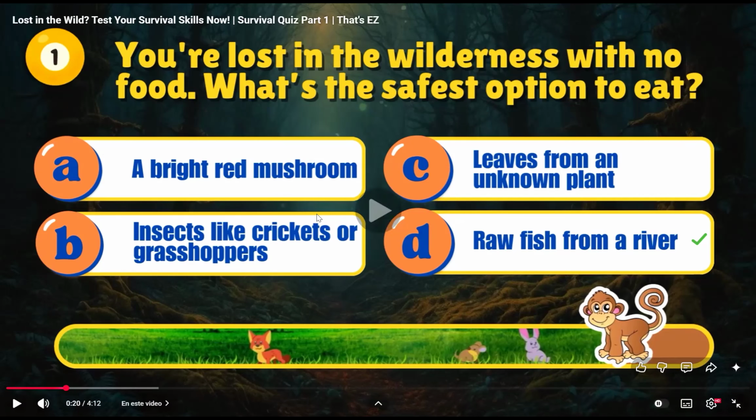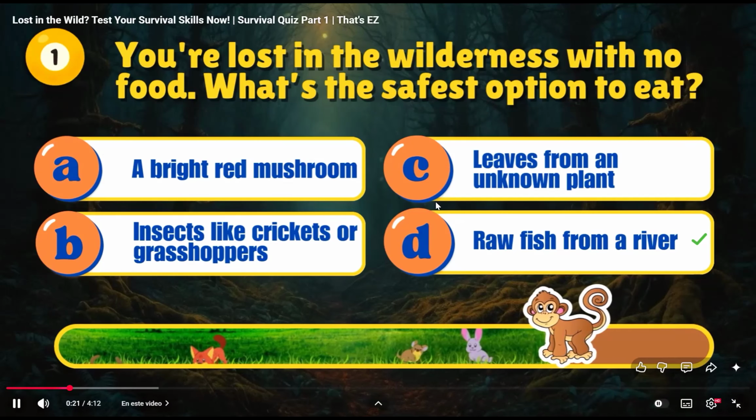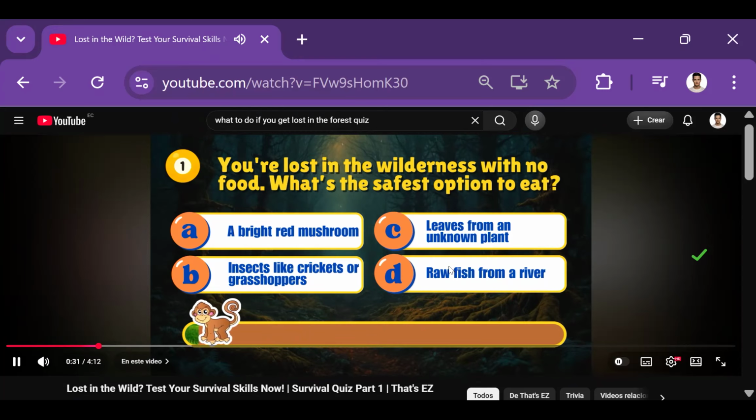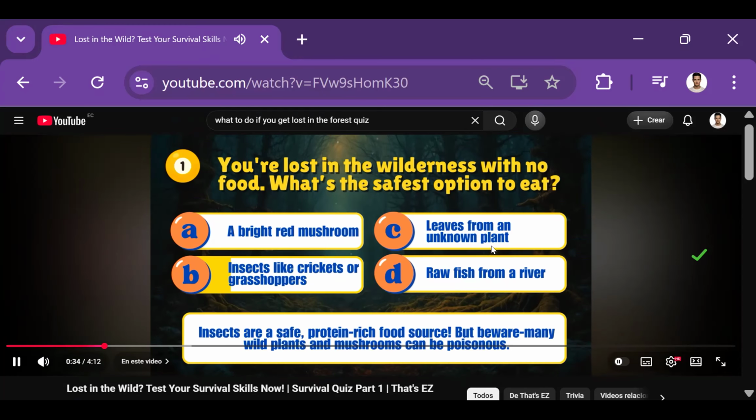Okay, let's see it. Some of you tell me raw fish from a river. Pescado crudo. Veamos, let's see if this is the best option. The safest option is letter B. Insects, okay?